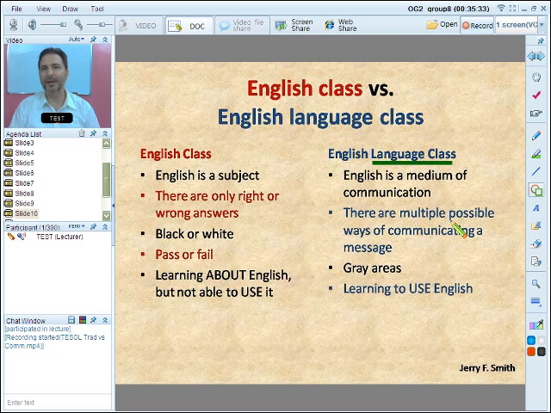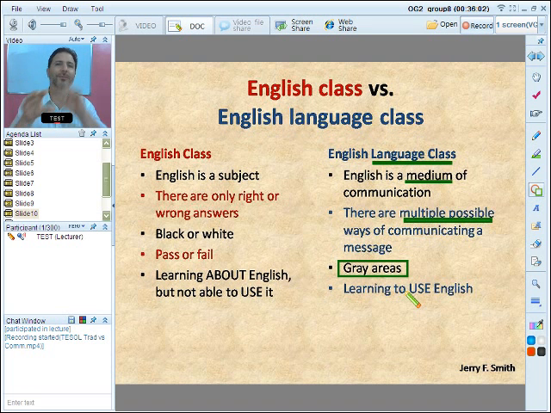Now let's look at an English language class. In an English language class, English is the medium of communication. There are multiple possible ways of communicating a message. There are gray areas. Maybe I don't want to put subject, verb, object. Maybe I want to talk like Yoda. "Of course, go he must," instead of "he must go." I understand. In English, we have the standard subject, verb, object. I understand it. But can the message of the learner be understood?